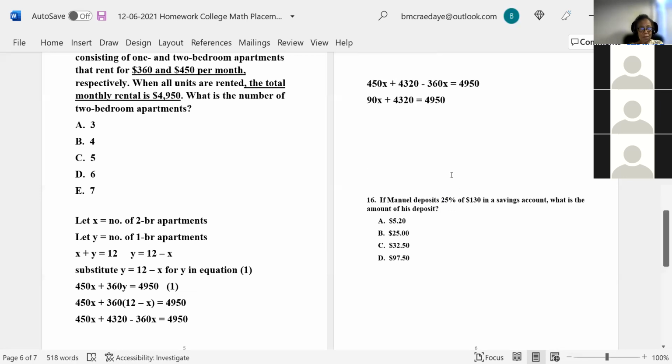You've got to get your constants, 4320 and 4950, on the same side. So what would you do? You're adding the 4320, so you've got to do the opposite. What's the opposite of addition? Subtract. That's right. Very good. You've got to subtract 4320 from both sides.